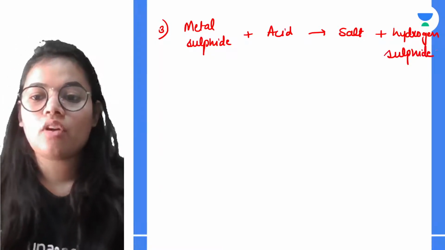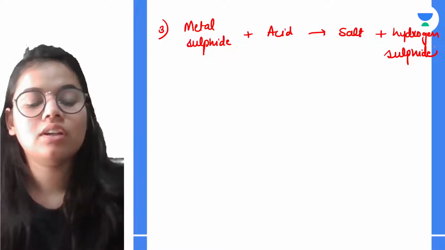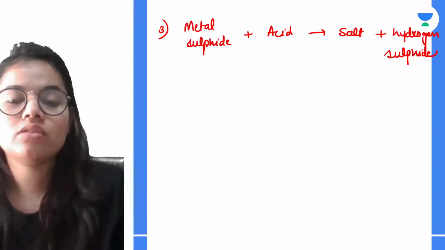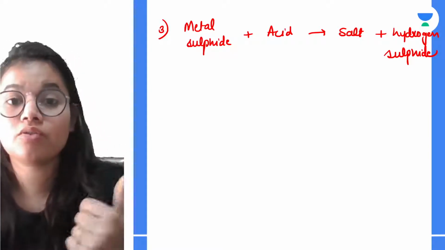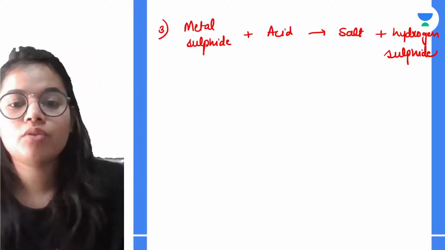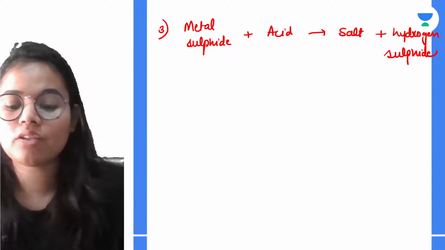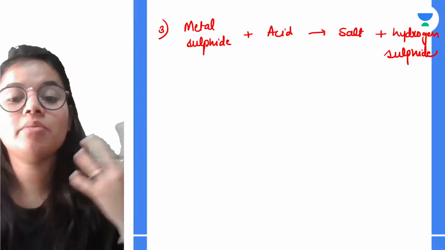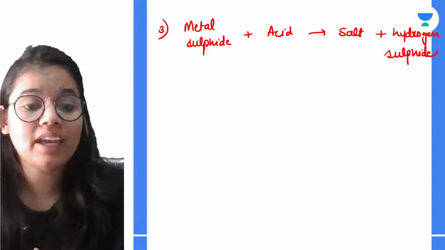Okay, so why are these formulas important to learn? Because these could be your equation. First of all, balancing the equation could be asked, or you could also be asked what happens when, let's say, any metal sulfide reacts with sulfuric acid.